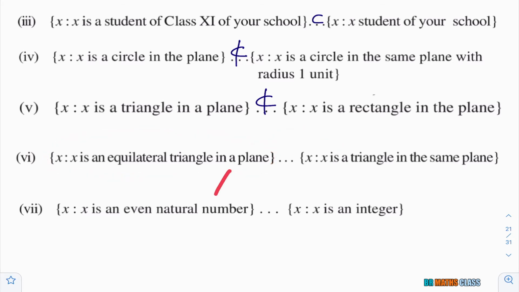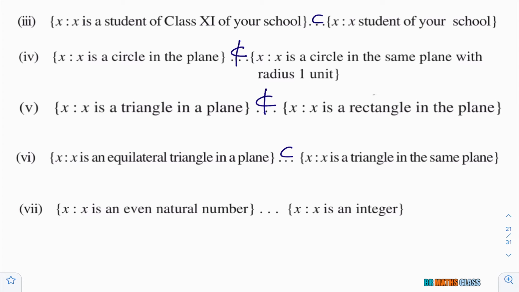Okay, here one equilateral triangle is there. That equilateral triangle is present in this? Yes, this contains all the triangles. This contains equilateral triangles, this contains right angle triangles, this contains isosceles triangles. All the triangles are present in this. Clearly we can say that subset is the suitable symbol for this.